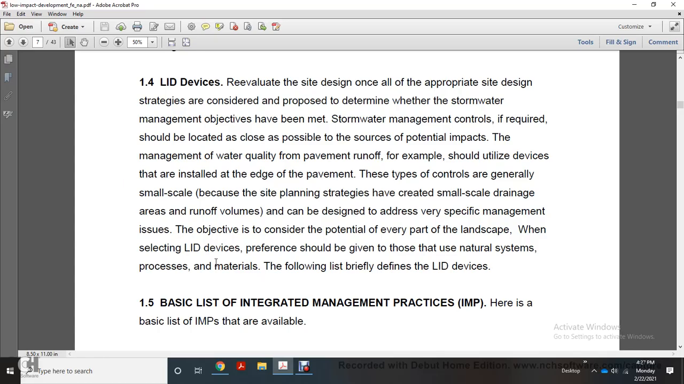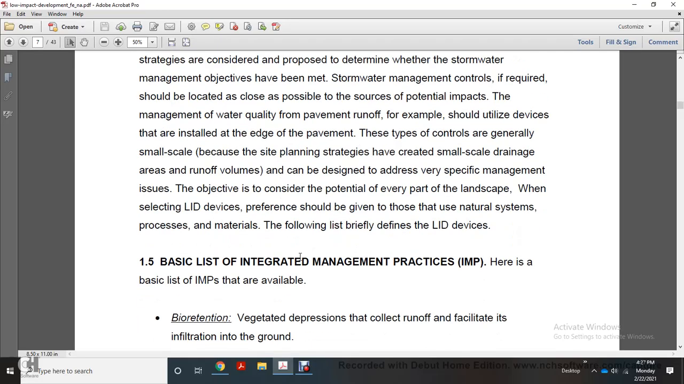These types of controls are generally small scale to cover the site within the planning of the strategy. They create small-scale drainage areas with runoff volumes designed to address very specific management issues, with the objective of considering the potential for every part of the landscape. When selecting low impact development devices, preference should be given to those that use natural system processes and materials. The following list briefly defines low impact devices.